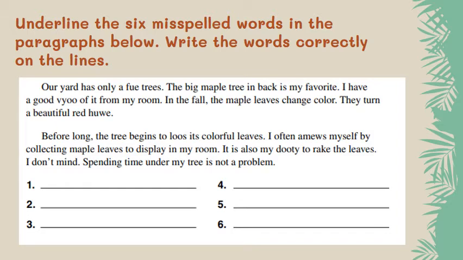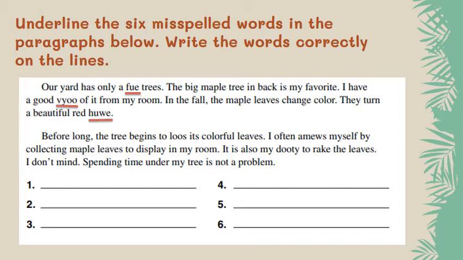Our yard has only few trees. Okay, here there is a misspelled word which is a few. The big maple tree in back is my favorite. Here there is no misspelled word. I have a good view of it from my room. View is a misspelled word. In the fall, the maple leaves change color. They turn a beautiful red hue. Hue is a misspelled word.